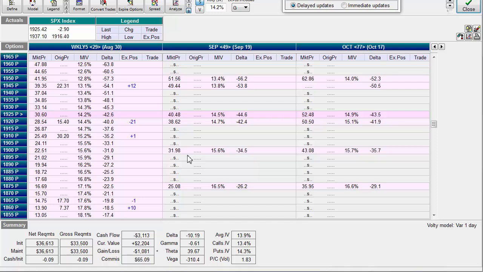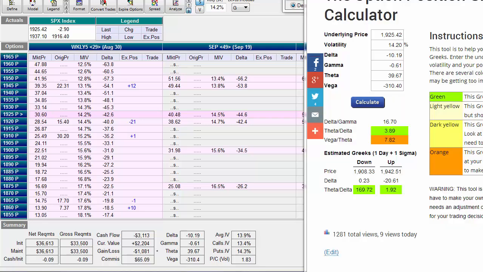And let's see. Oh, let me bring up the Greeks calculator. One second. So here's the option positions Greeks calculator. And I was wondering about this theta of 169.72 to delta, but if you look at it, that's on the downside, which makes sense. So if we go down to 1908 from 1925, then we're going down and delta is going to be pretty close to 0, so that multiplier could be right.